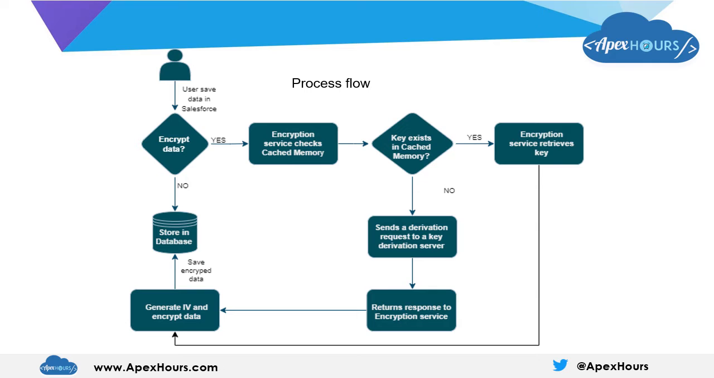After retrieving or deriving, when I said retrieving from the cache memory, if it is deriving, that means coming from the derivation service. So after getting this encryption key, the next step is that the encryption service generates a random initialization vector and encrypts the data. Once the data is encrypted, it is called the ciphertext. The ciphertext is what is stored in the database or the file storage if you are encrypting the files. So this is how the encryption works behind the scenes.